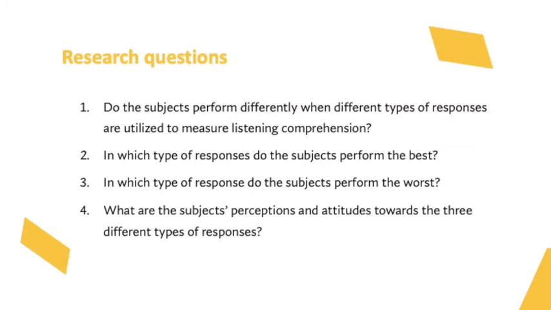Based on the chosen responses, researchers wrote 4 questions. The first one: whether different types of responses will influence the listener's performance. The second and third: with which type of response do the listeners perform the best and the worst. The last one: their perceptions and attitudes toward the 3 different types of responses. Next, my peer Du Chun will introduce the methodology for you.